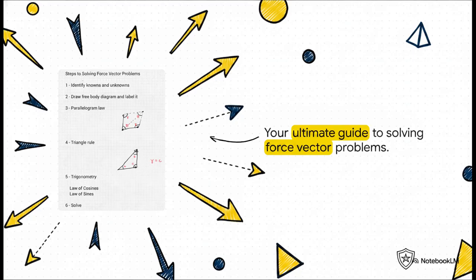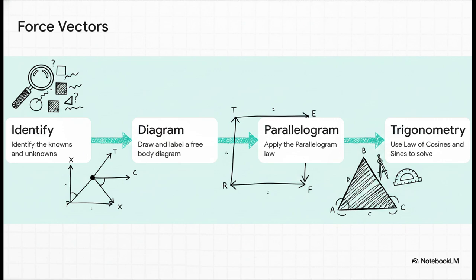Trust me, when you are staring at a blank piece of paper during a high-stakes midterm, you do not want to rely on sudden inspiration, you want to rely on a cold, repeatable process. So let's translate that process into our core game plan. First, identify your knowns and unknowns. Literally ask yourself, what do I have and what am I looking for?